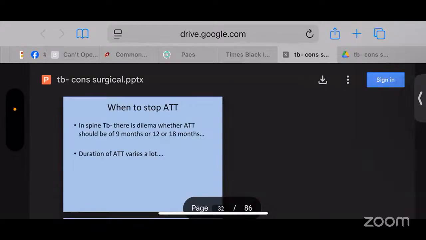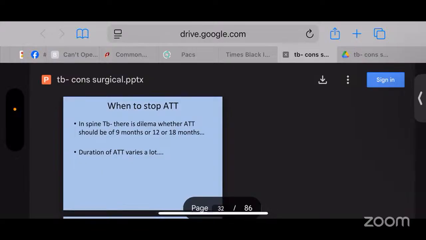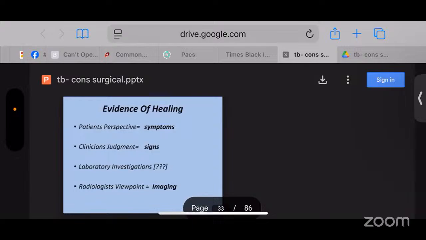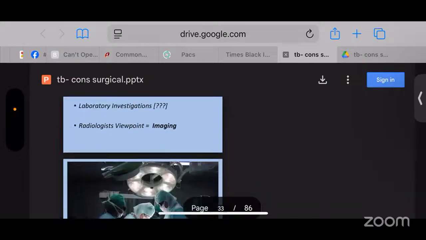The changes which made us diagnose tuberculosis, the same changes, if they are reversed and there is fibrosis or fatty replacement of the marrow, disappearance of the edema, and disappearance of the abscess. So these are the criteria which help us to know that the TB is actually getting healed, and then we have to stop the anti-tubercular drugs. So the healing should be based on symptoms, signs, and imaging.